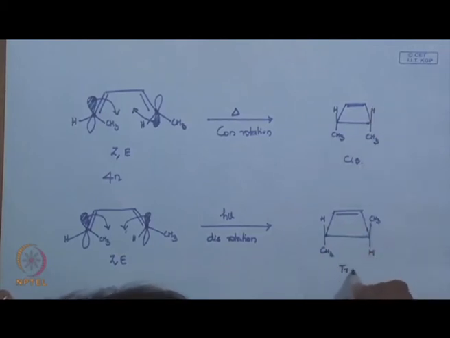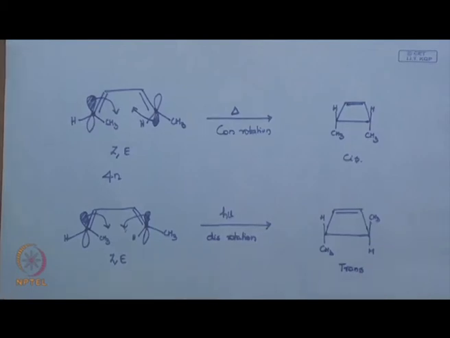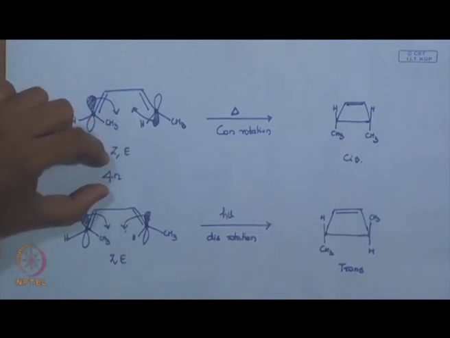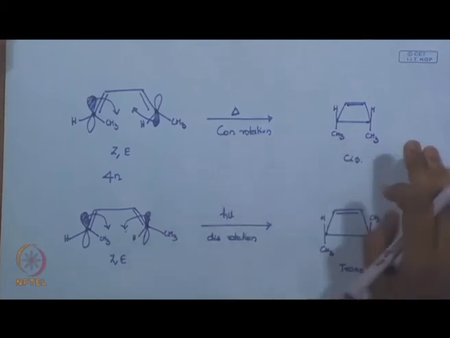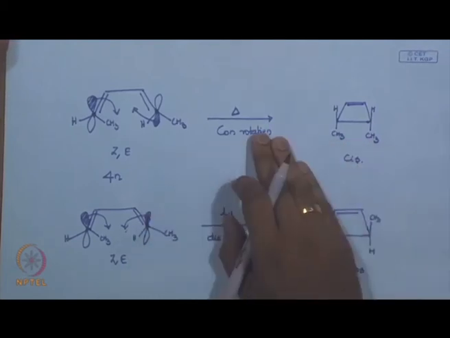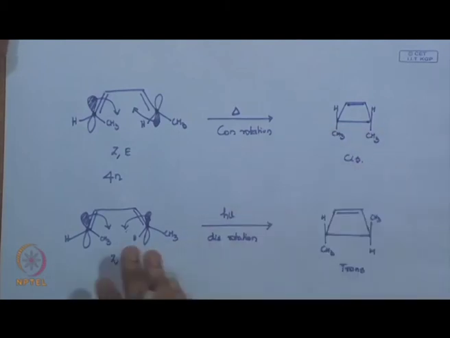Now I get exactly the opposite product. I get a trans. See, that is how the electrocyclic reaction becomes really interesting. You take the same substrate, the ZE butadiene. Once you heat it, you end up with a cis product. But on the other hand, if you shine light, you end up with a trans. That is where these reactions are really interesting. The same system you can work with different examples. I can tell you one more example.